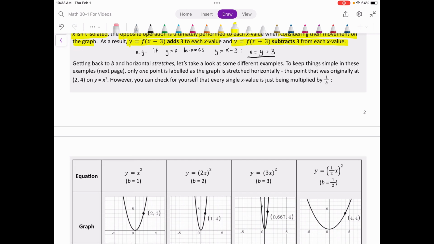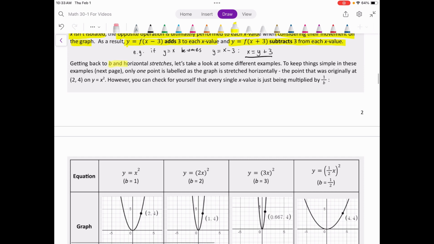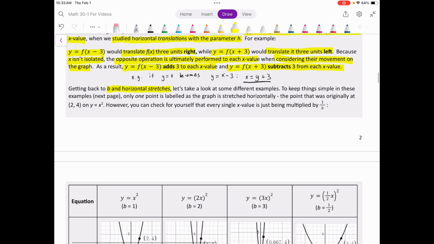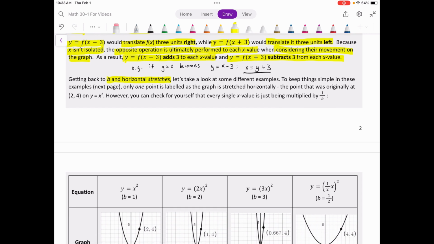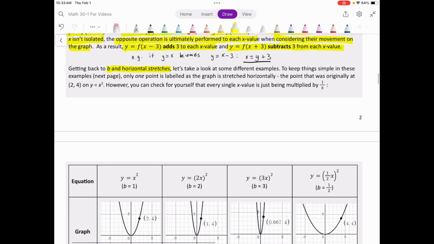So if we get back to b and our horizontal stretches, we just took a little detour there to remind ourselves of the translations. We're going to look at some different examples here. And in these examples, to keep things simple, I'm just going to label one point as the graph is stretched horizontally, the point that was originally at x being 2, y being 4, on a graph that we know and love, y equals x squared.